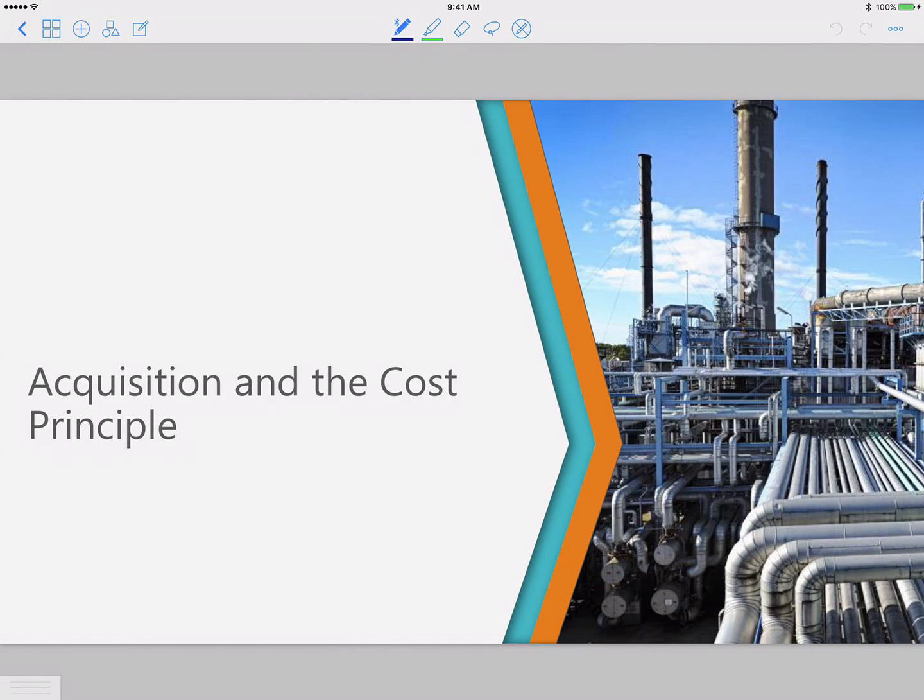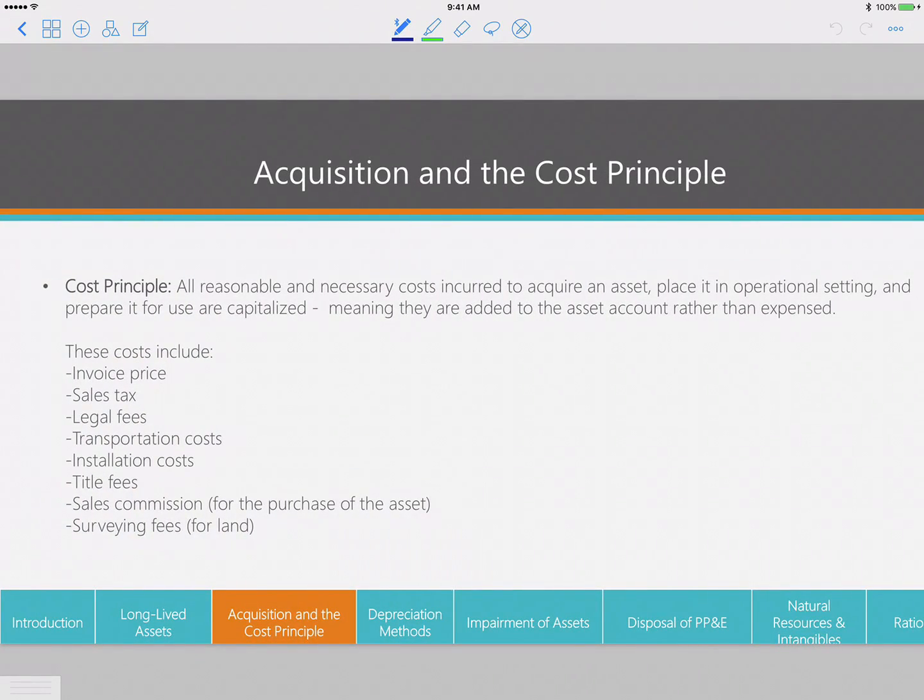So let's look at how we acquire assets and learn about the cost principle. So the cost principle is that all reasonable and necessary costs incurred to acquire an asset, place it in an operational setting, and prepare it for use are capitalized, meaning that they're added to the asset account rather than expensed. So for example, when you pay your employees a salary, you expense it. It's not capitalized. But if you were to buy a building, you don't expense it right away. Rather, you would add the cost, everything to acquire, make it operational, and prepare it for use. You add it to an account just for that building, and then over the life of the asset, the cost would be allocated and expensed over its useful life.